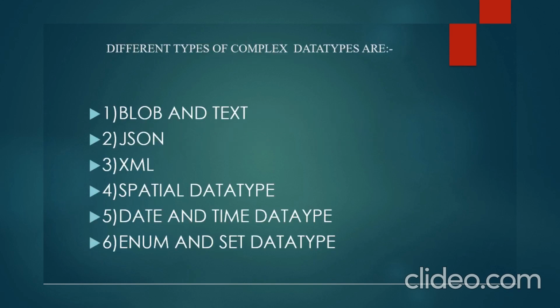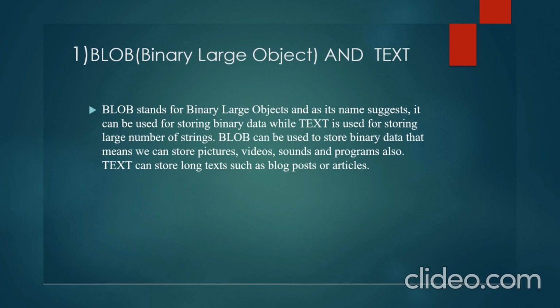Now let's see the different types of complex data type. First one, blob and text. Second one, JSON. Third one, XML. Fourth one, spatial data type. Fifth one, date and time data type. Sixth one, enum and set. Now let's see each one in detail.